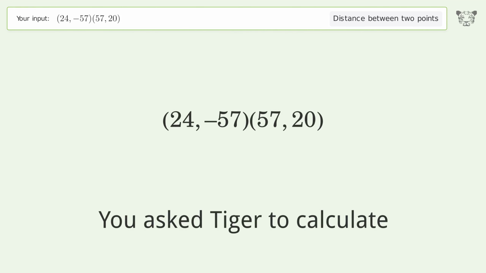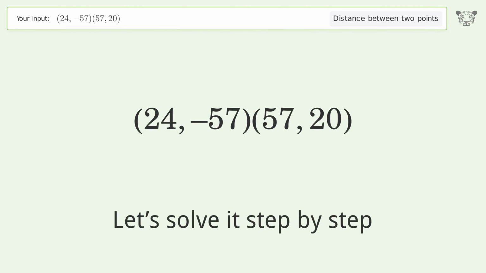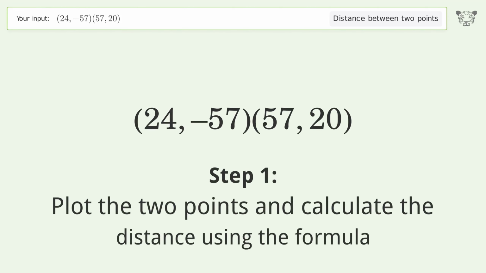You ask Tiger to calculate. This deals with the distance between 2 points. The distance between the 2 points is the square root of 7018, or 83.774. Let's solve it step by step. Plot the 2 points and calculate the distance using the formula.